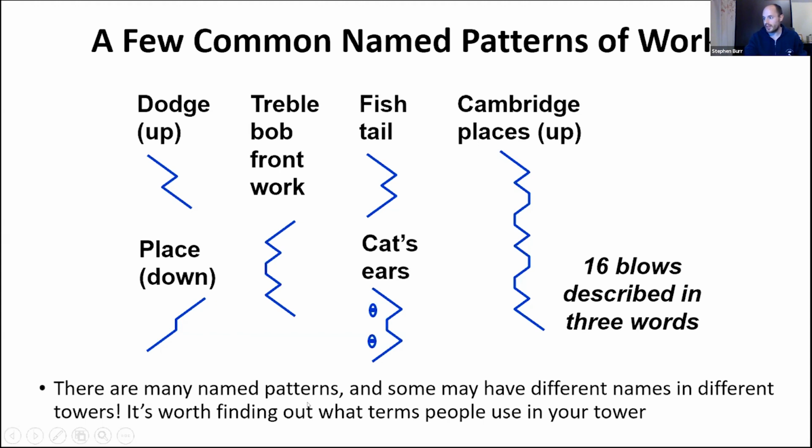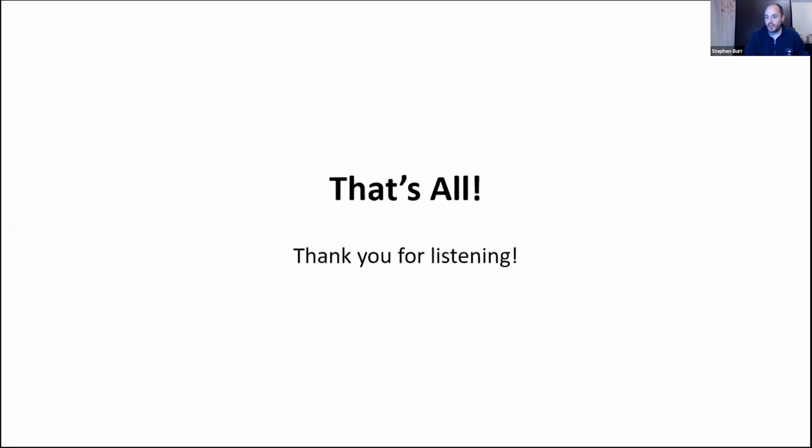So there are lots of these named patterns. Some might have different names in different towers. That's perfectly possible. So it is worth finding out what the commonly named pieces of work are that people use in your tower or in your local group of ringers. And again, as with memorizing the blue lines, it's a good idea to try and get these in your head nice and firmly. I'm going to finish there.